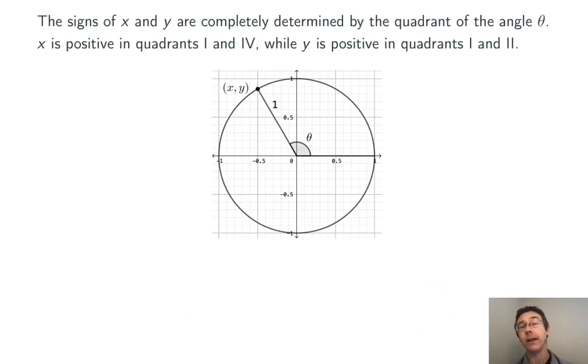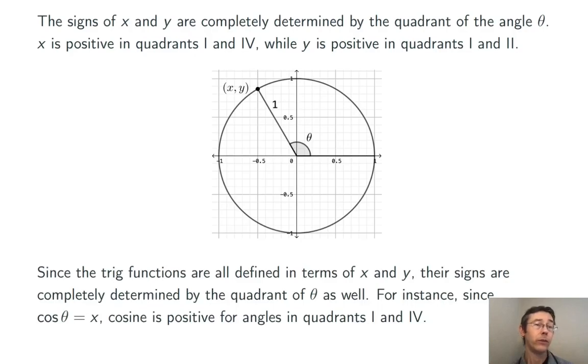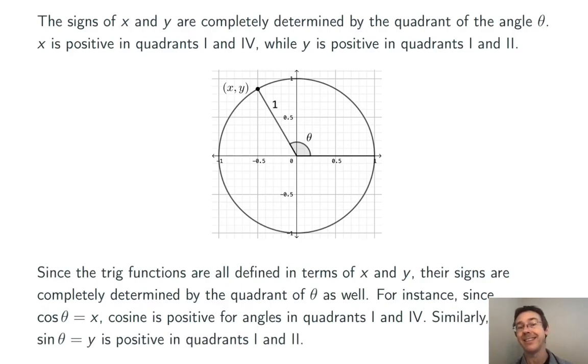The signs of x and y are completely determined by the quadrant of the angle theta. X, for instance, is positive in quadrants 1 and 4, and y is positive in quadrants 1 and 2. Since x is cosine and y is sine, that lets us know the signs of all the trig functions in the different quadrants. For instance, cosine theta is going to be positive in quadrants 1 and 4, and sine theta is going to be positive in quadrants 1 and 2.